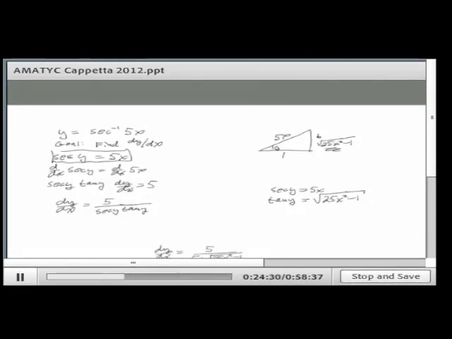What is sec y? Sec y is 5x. What is tangent y? Tangent y is root 25x squared minus 1. So making our substitution, we get our derivative for the inverse secant with a relatively straightforward triangle.